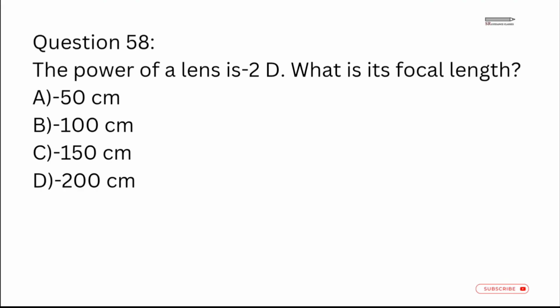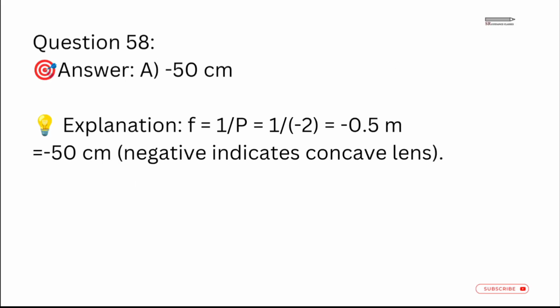The power of a lens is -2 diopter. What is its focal length? The answer is option A, -50 centimeter.